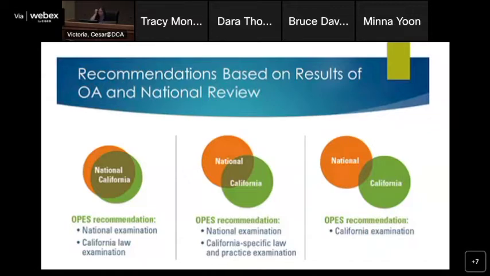What we do at the very end is we take a look at everything, including that overlap, and we make some recommendations. I'm not going to spend a lot of time on this slide because your board does use a national exam. It's been working well for you. You wouldn't necessarily anticipate any changes, but these are the things that we look at if there's anything critical missing.